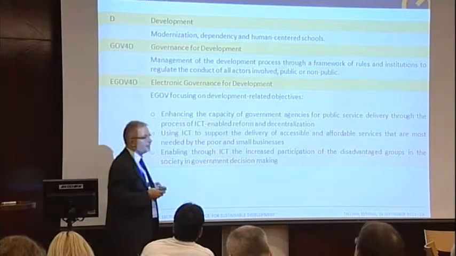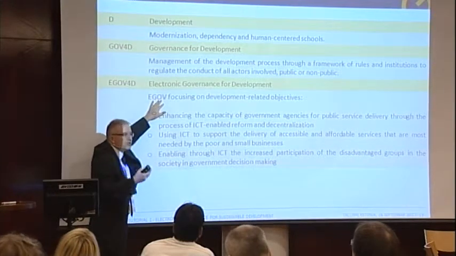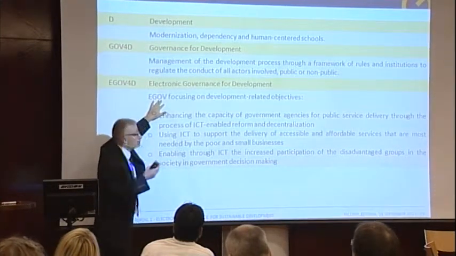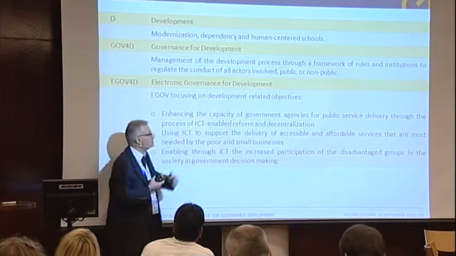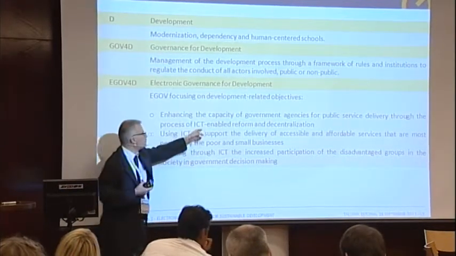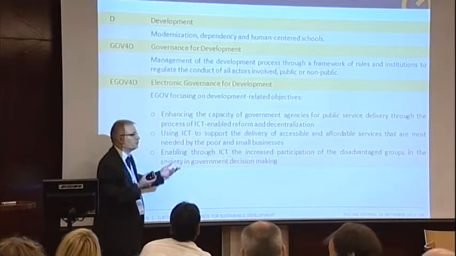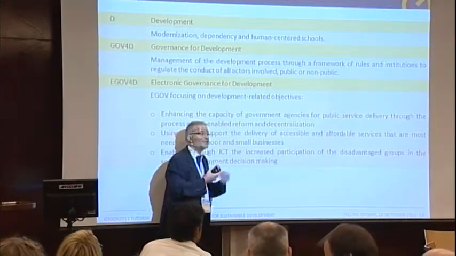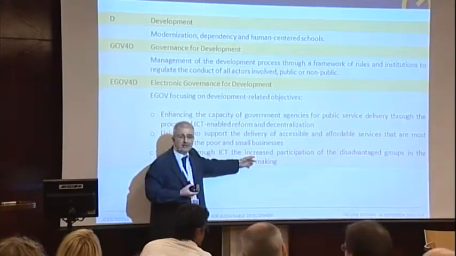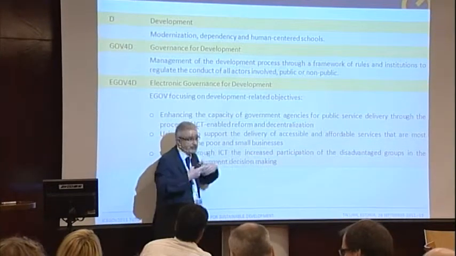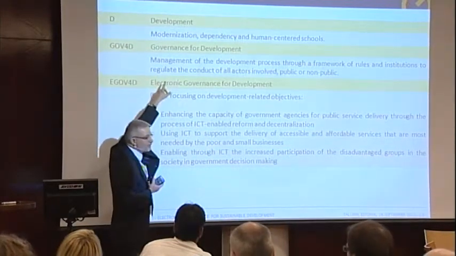By electronic governance for development, we mean the transformation of the working of public administrations and how they relate to citizens on development-related objectives. This includes enhancing the capacity of agencies for public service delivery through the process of ICT-enabled reform and decentralization, using ICT to support the delivery of accessible and affordable services that are most needed by the poor and small businesses, enabling through ICT increased participation of disadvantaged groups in policy decision-making, especially in matters that concern their lives, as well as support for the governance of the development process.